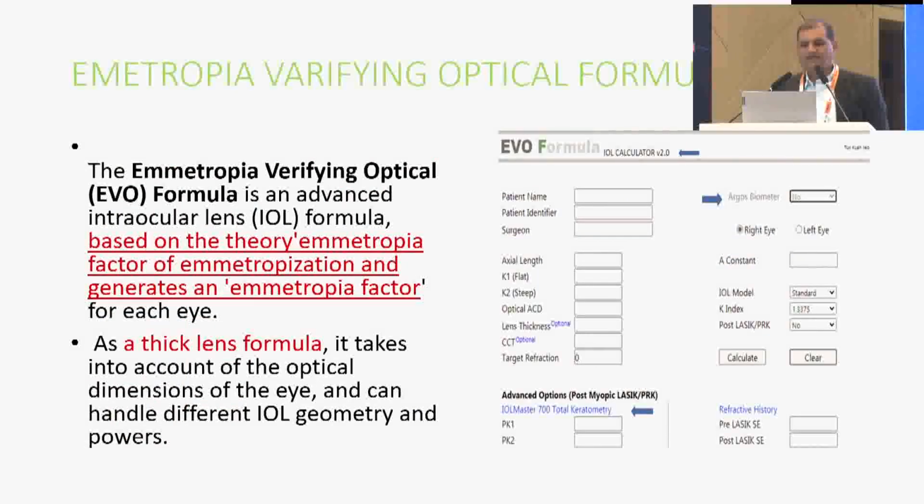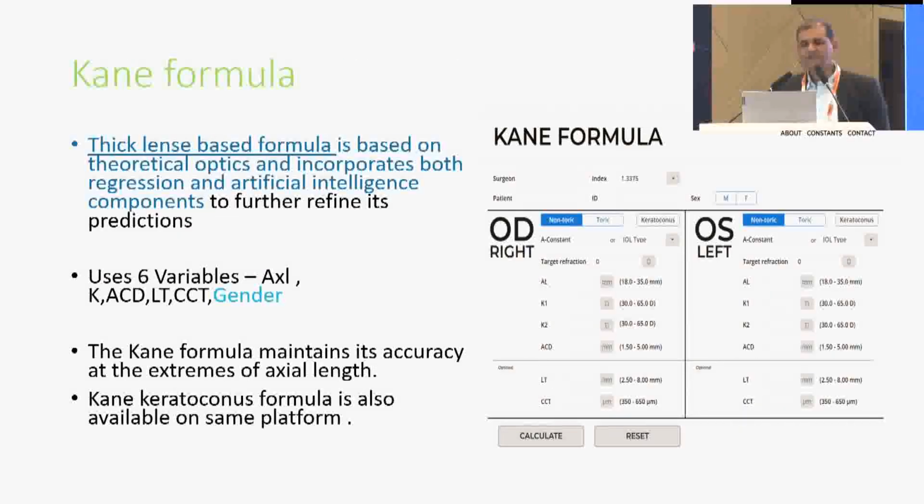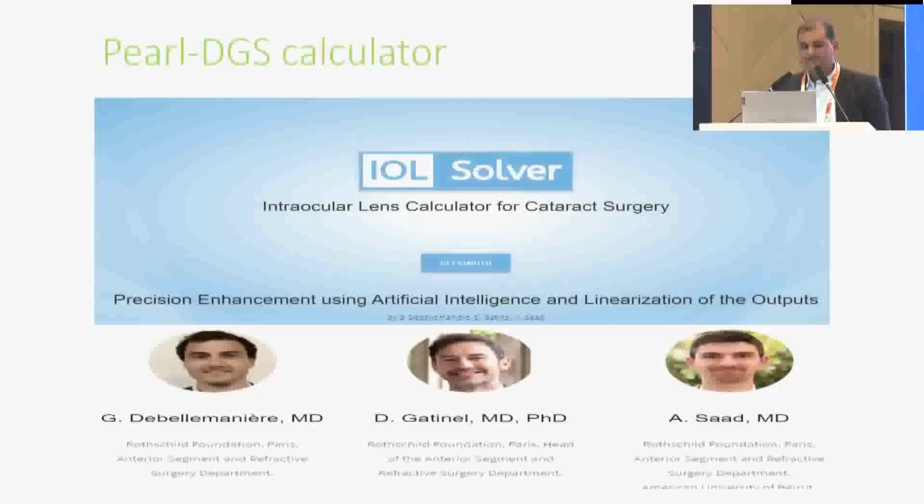Newer formulas like the EVO formula are based on the theory of emmetropization, which is generating the emmetropia factor. It is also a thick lens based formula, so it works very well when meniscus lenses are used. The CAN formula is also nearly equivalent to the Barrett formula, but it has also incorporated the regression factor and the artificial intelligence component. They are maintaining the accuracy and the extreme of excellence.